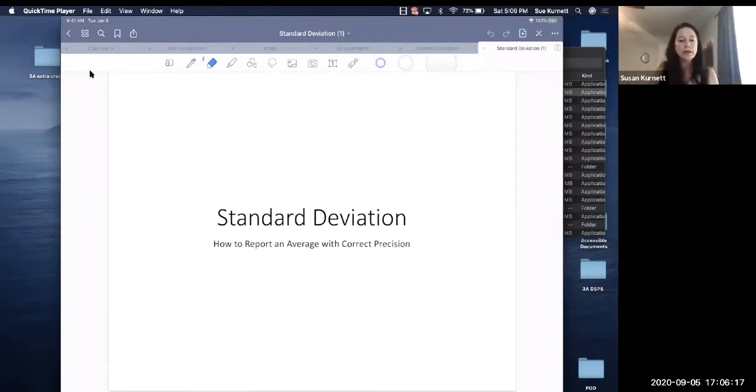Okay, so we're going to look at standard deviation. My goal is to give an idea of what it is and when we use it and why, and then to go through some calculations. And I have 3 practice problems for you that are on the handout that I posted on the homepage.